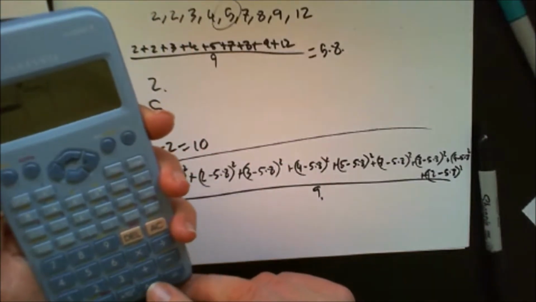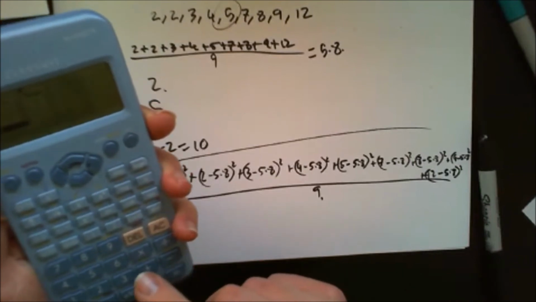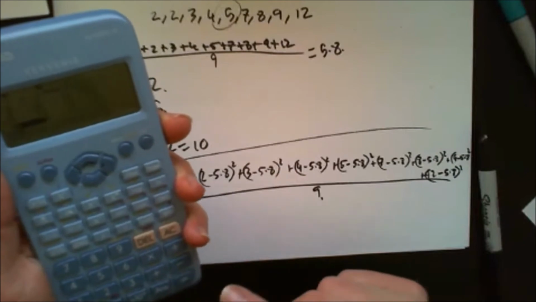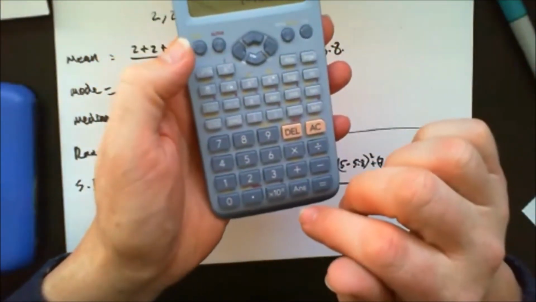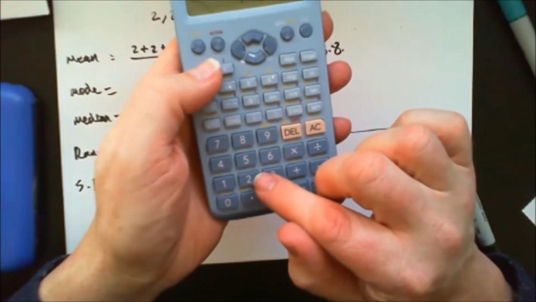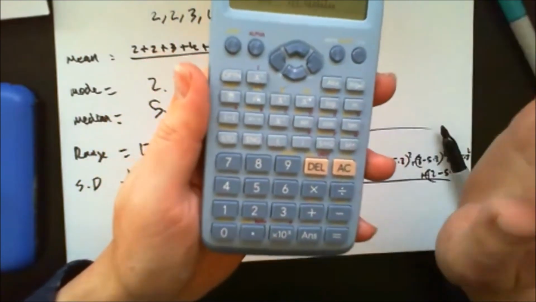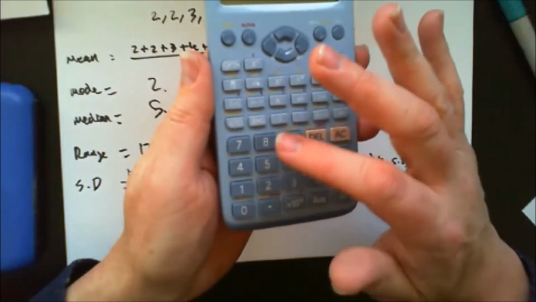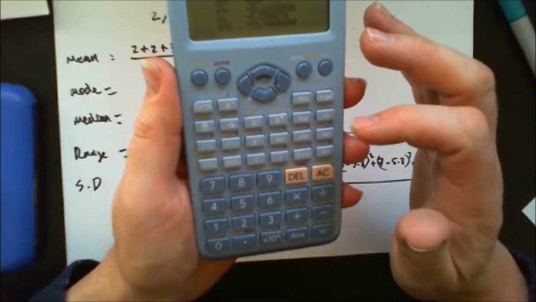2, 2, 3, 4, 5, 7, 8, 9, 12. Okay, they're in. Press AC. Then I'm going to go with option 2 and see what happens. Option 2. There you go. If you're using the new calculators, it's option 1. If you're using the old calculators, it's shift 1, and then it goes into all the options. But everything up to that is exactly the same.